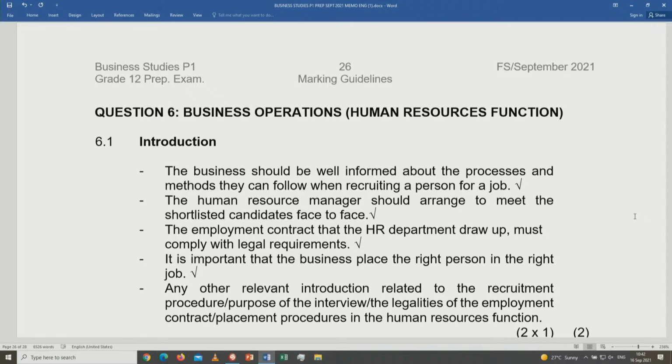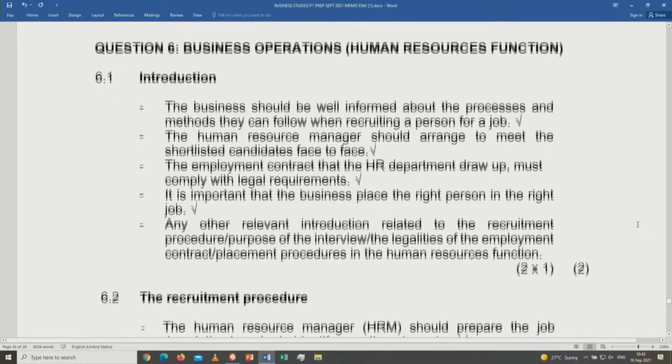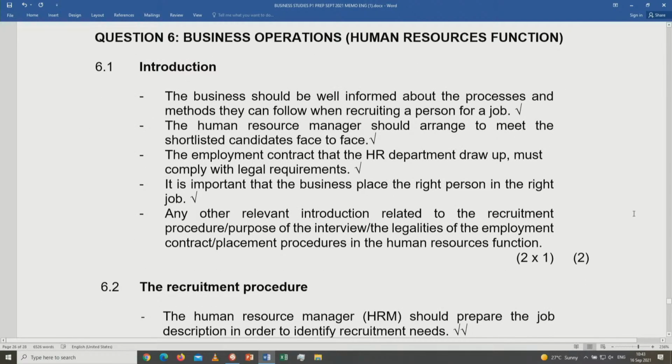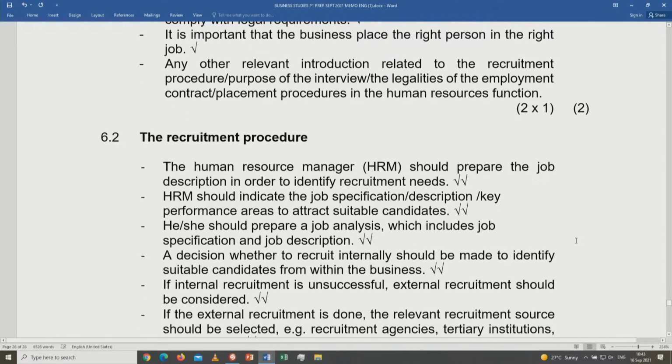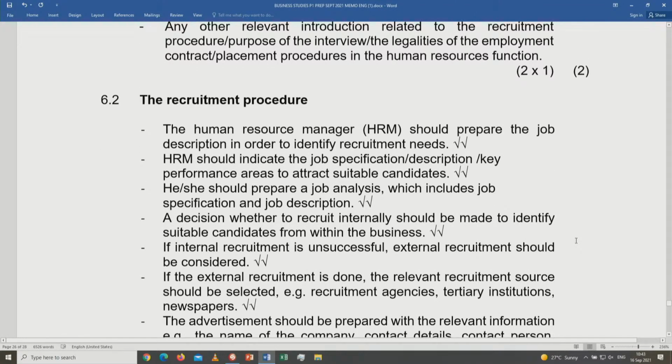So you can see the introductory statements link with the instructions, or with the bullets, or with the question itself. And of course, any other relevant introduction related to all of the bullets, and a maximum of 2 marks there. The first bullet, which was about recruitment procedure. Here is the recruitment procedure.